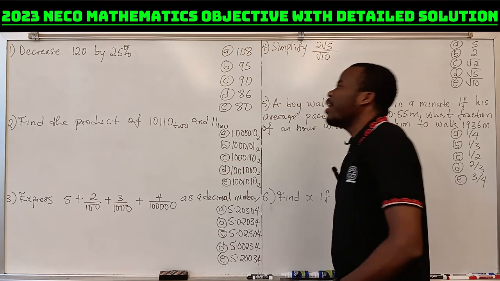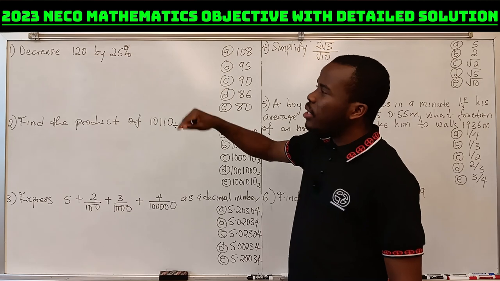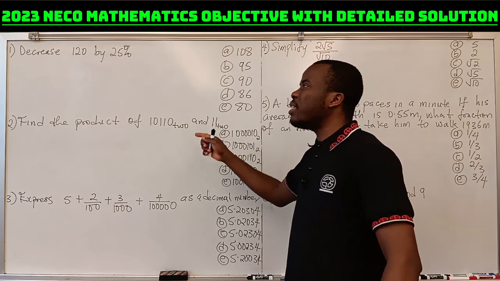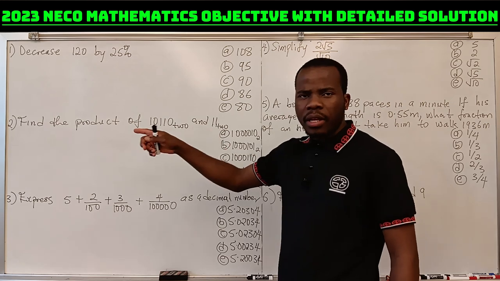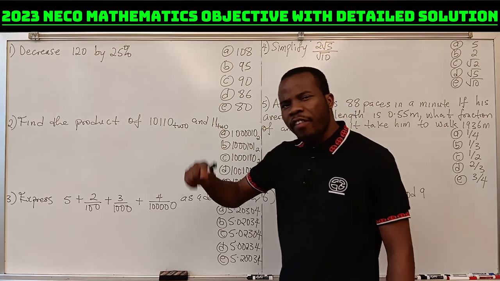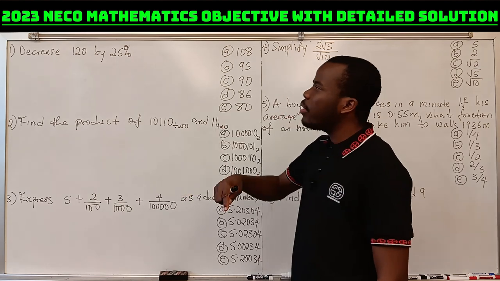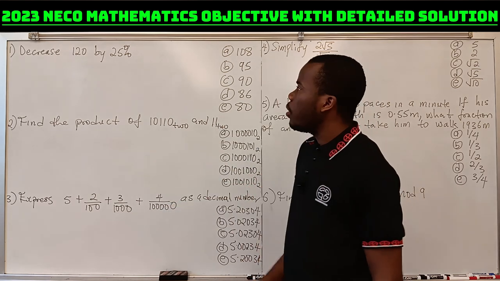Question one says, decrease 120 by 25%. Decreasing 120 by 25% is equivalent to 75% of 120. Likewise, increasing 120 by 25% is equivalent to 125% of 120. So let's do it.